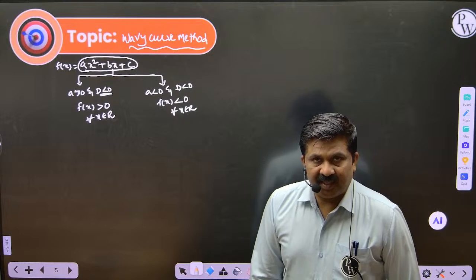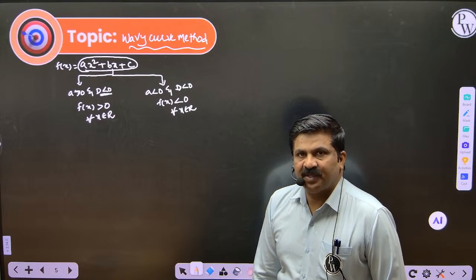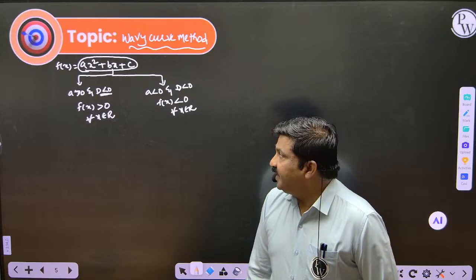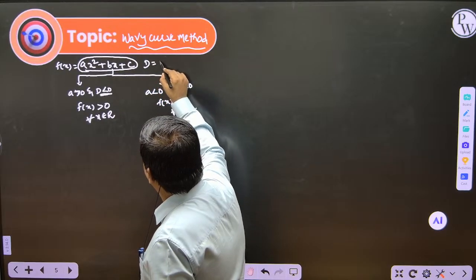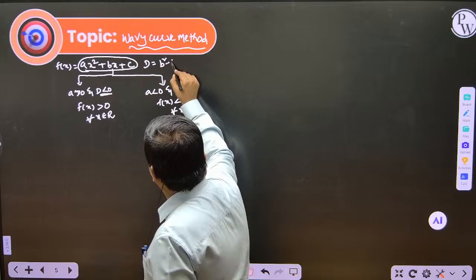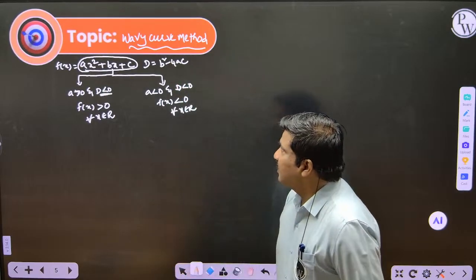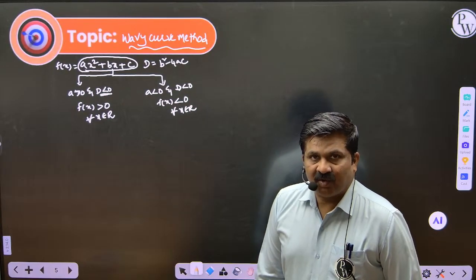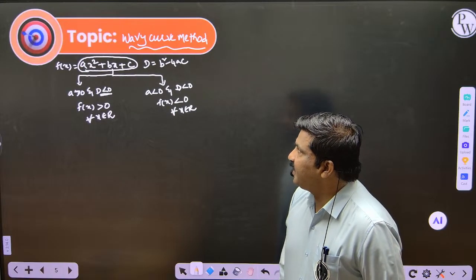So whenever the quadratic expression is given to you, our first step is what? Find out the discriminant. D is the discriminant. Here D is what? That gives b square minus 4ac. So whenever the quadratic expression is given to you, find out its discriminant.